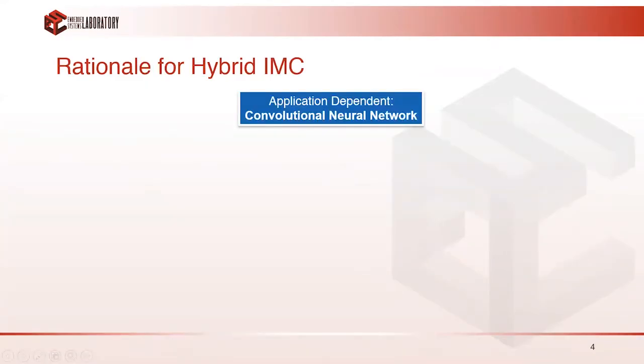So why do we need a hybrid architecture? In this slide, I will show you the reason. Edge AI requires custom solutions that depend on the application. In this case, we are optimizing the in-memory computing architecture to run efficiently convolutional neural networks, which are used in video analysis, image classification, language processing, new drugs discovery, and so on.